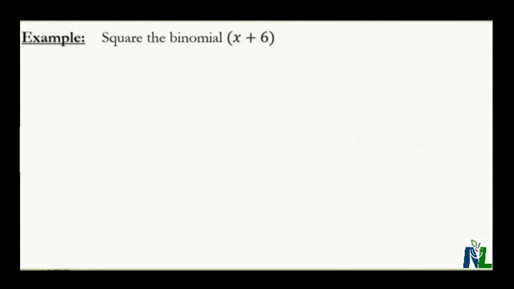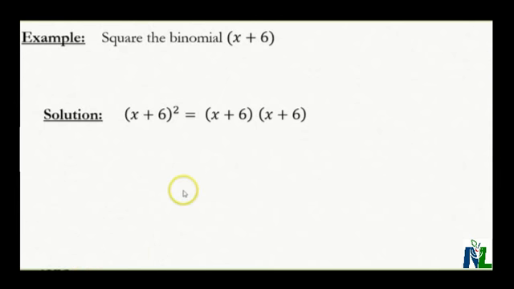For example, square the binomial x plus 6. That means that we must square the entire binomial x plus 6. To help us simplify this polynomial, we should write it like this. We must then use the distributive property.